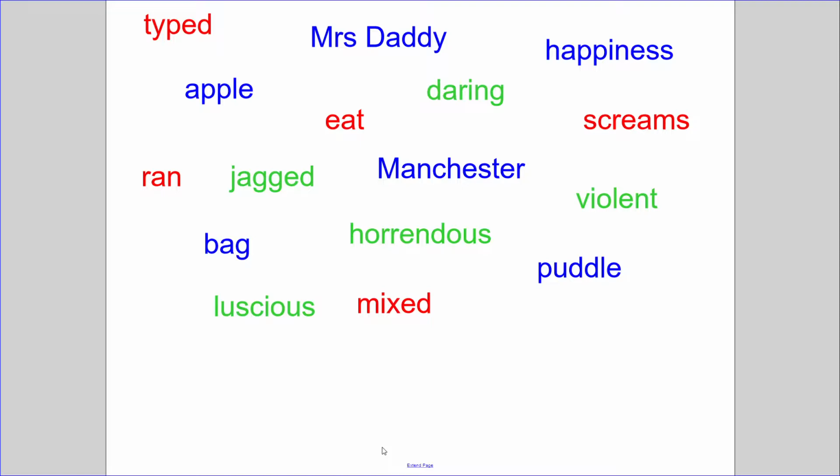When we look at the words in red, typed, ran, eat, screams, mixed, they're all actions, they're all doing words, they're all verbs. It doesn't matter that some of them are in the past tense, like typed, and some of them are in the present tense, like eat. They're still verbs. They still do the job in the sentence of telling you what's happening.